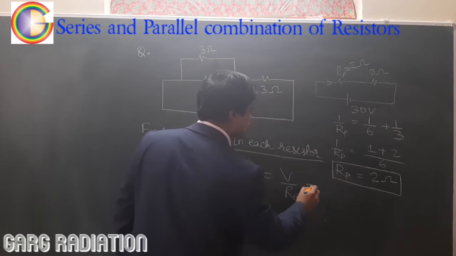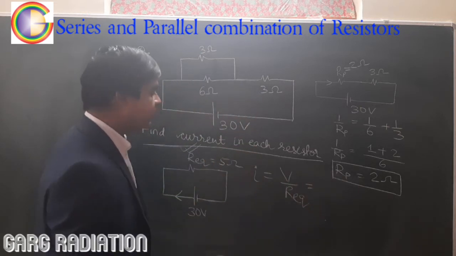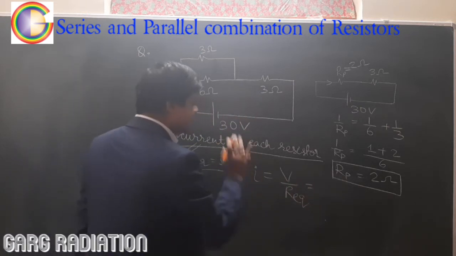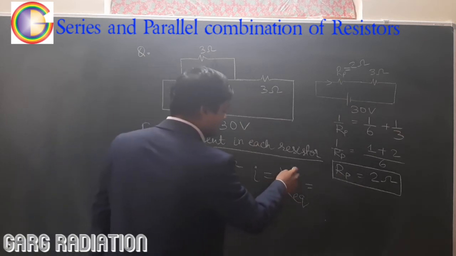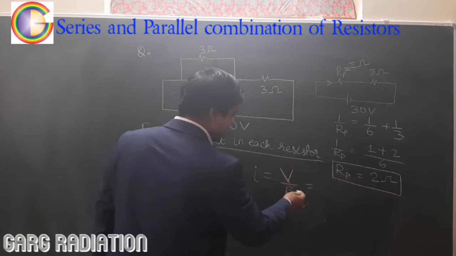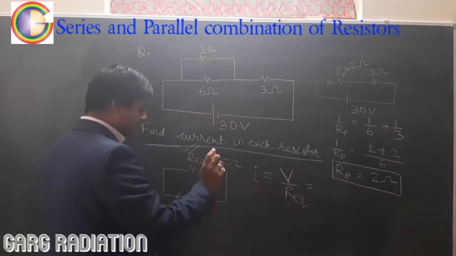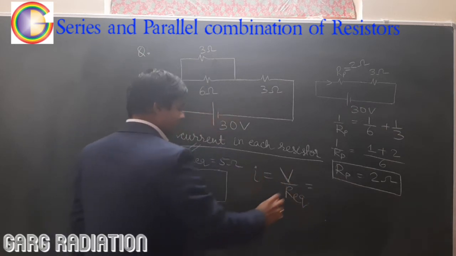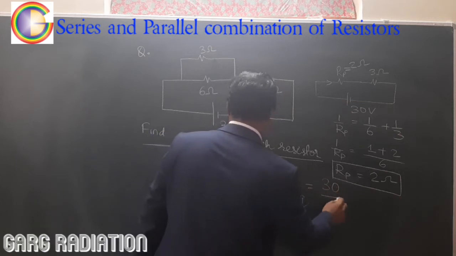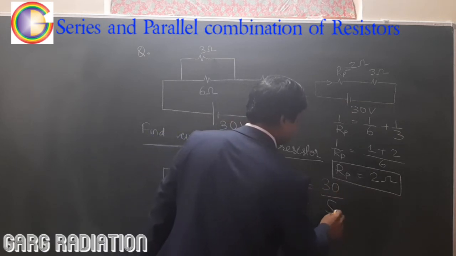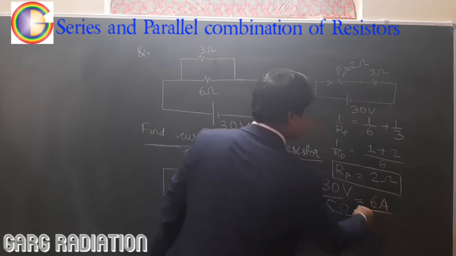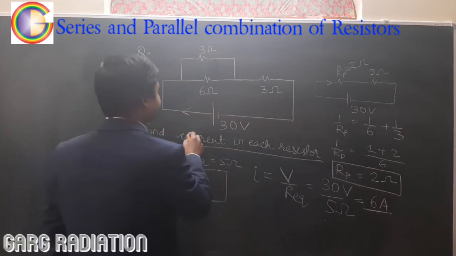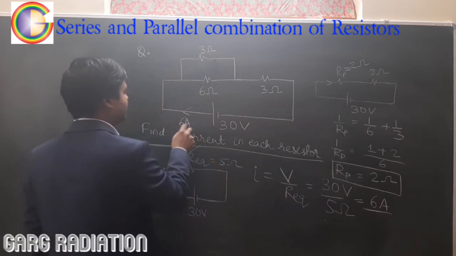So if you have to find the current in each resistance, the first thing you should do is find the current coming out of the cell, which is given by the total potential of the cell upon R equivalent. Once we have found R equivalent, we can find I, which is 30 upon 5 ohm. So what do you get as current? 30 volt upon 5 ohm, which is 6 ampere. So the current coming out of the cell is 6 ampere.